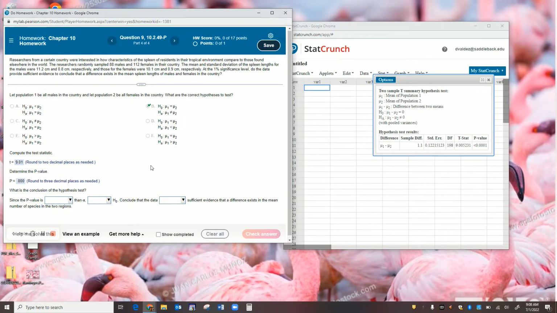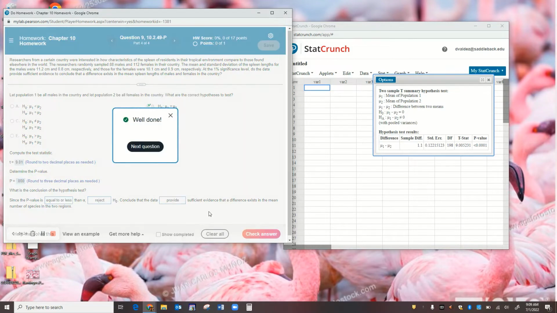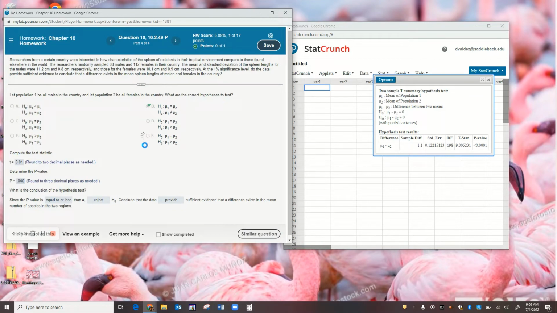So the p-value is basically 0. Obviously, that's going to be less than or equal to alpha. What do we do with a small p-value, smaller than alpha? Reject the null. Conclude that the data provide sufficient evidence that a difference exists in the mean number of species in the 2 regions. Well done. Okay, next question.